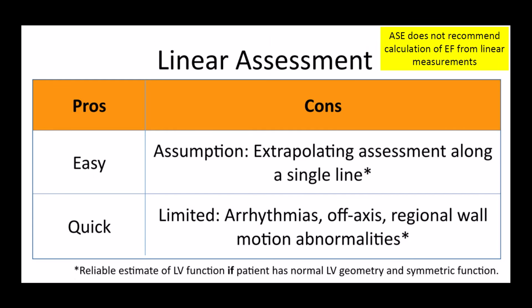So the linear assessments are easy, but the pitfalls are that they are limited by arrhythmias, being off axis, or regional wall motion abnormalities. And it's a single number, so that's why it's not that accurate. And the American Society of Echo does not recommend calculation of ejection fraction from linear methods.